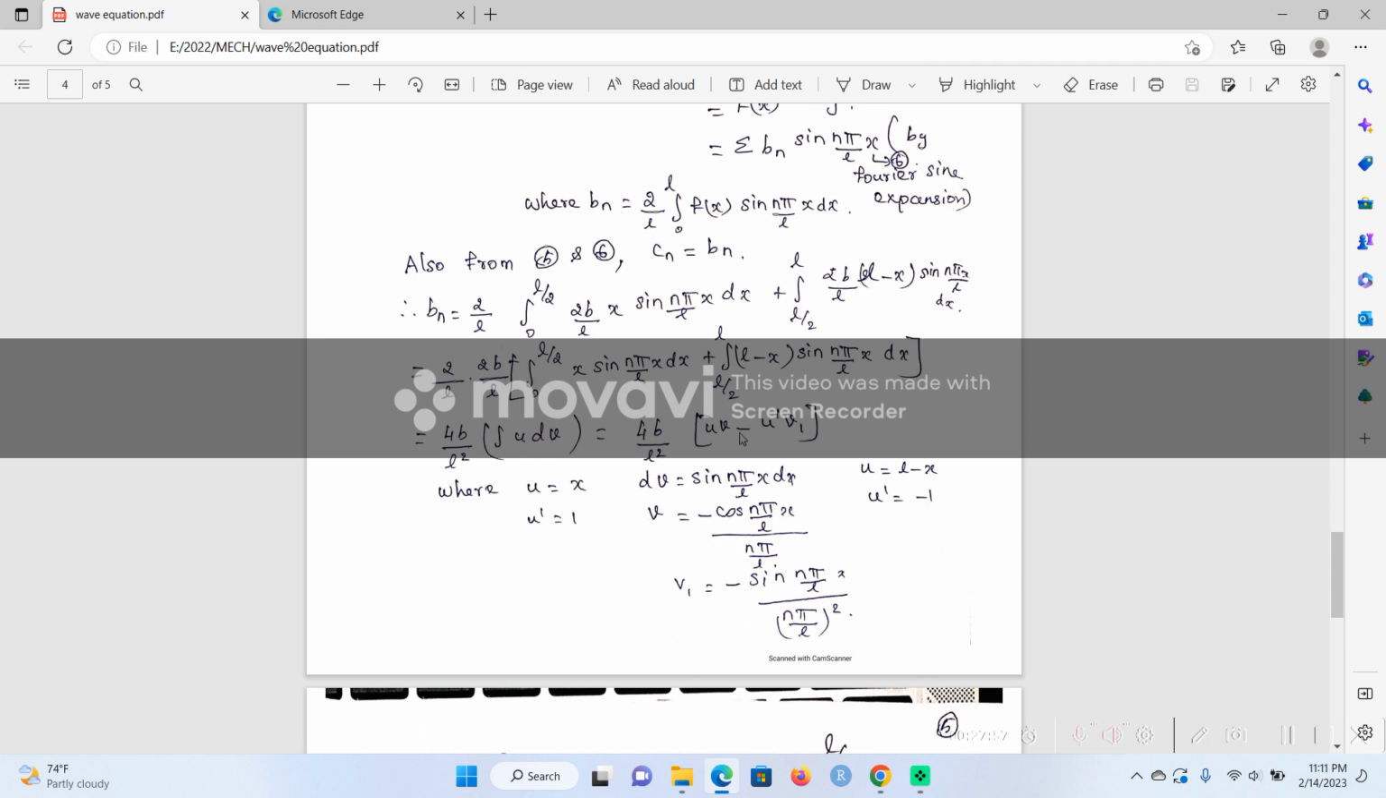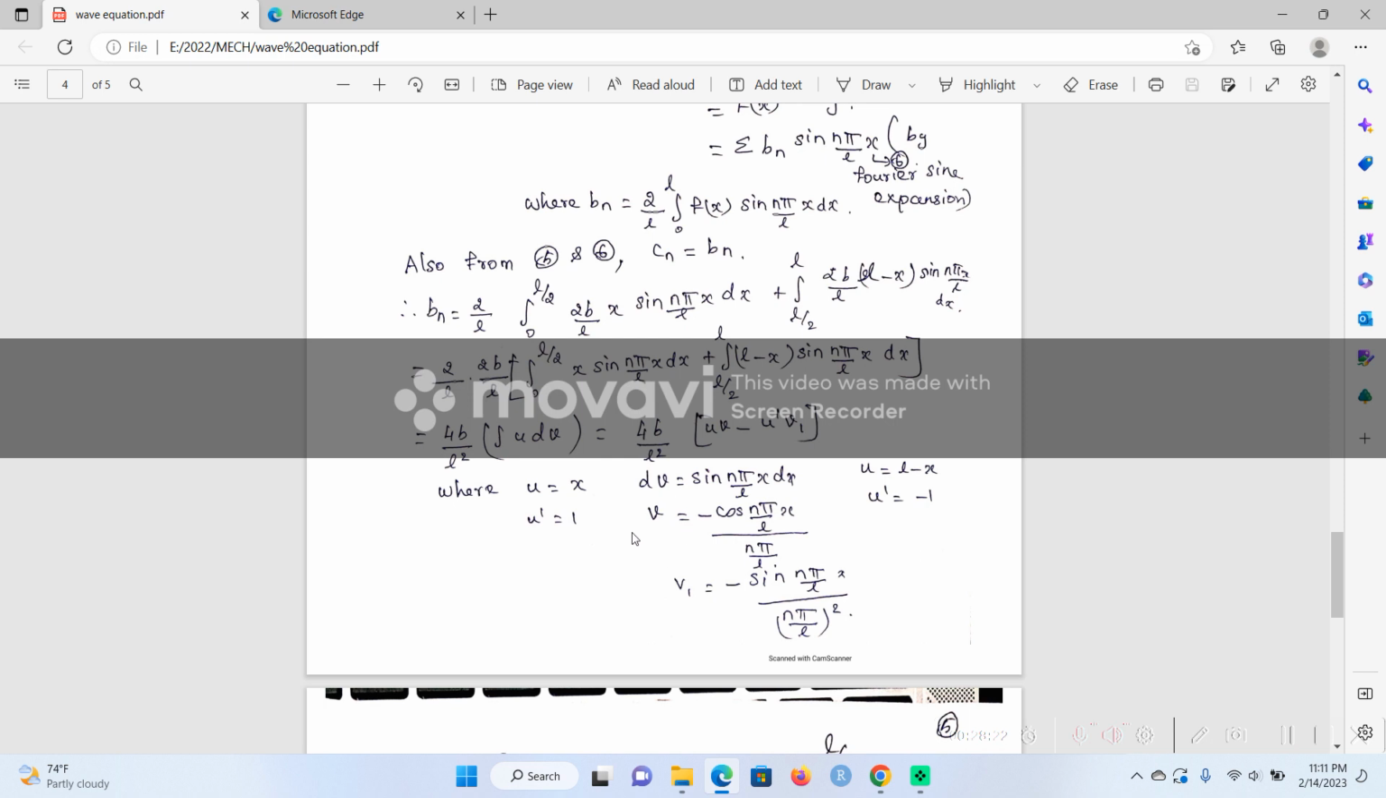Okay, to apply in this formula, u dash will be 1, and integral dv will be v, and integral sine is minus cos(n pi x by L) by n pi by L. So u dash is 1, u double dash will be 0. So we have u dash, so we have to go up to v1.